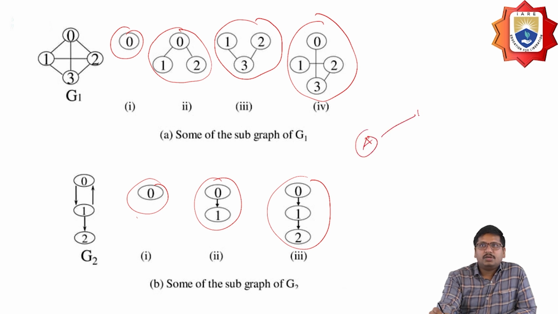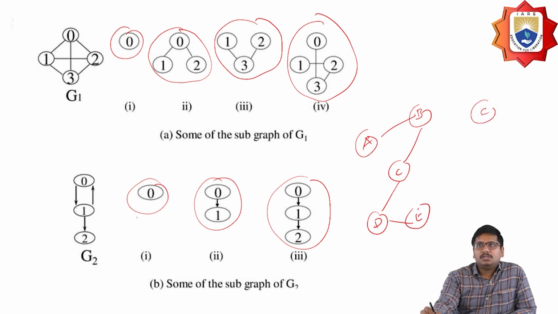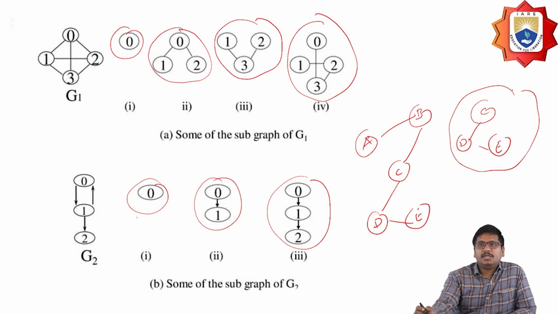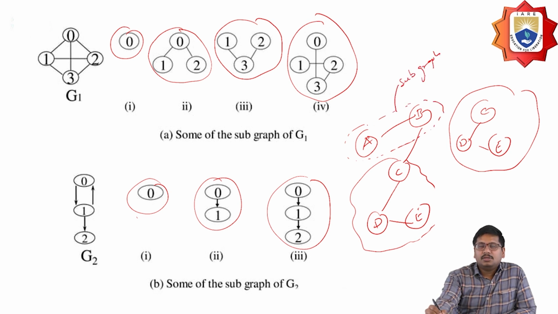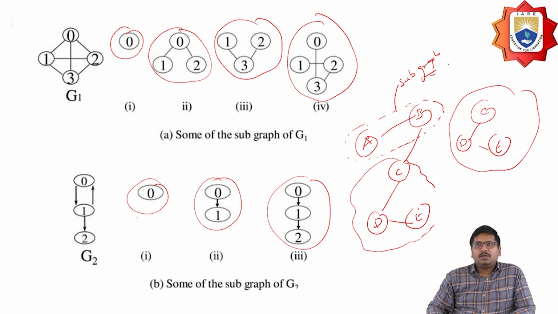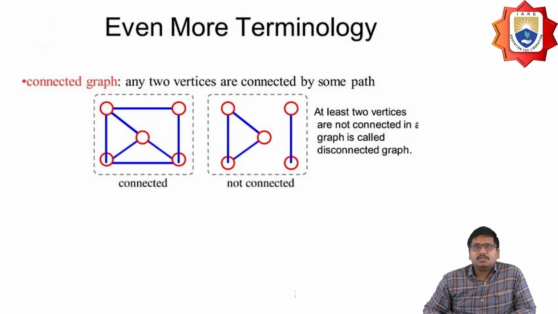So if I'm going to consider a graph like this, so this C, D, E should be some part of the graph. So this one is going to be treated as a subgraph of this graph, and AB should also be treated as a subgraph of the graph. So a subgraph is some particular part of the graph, or some particular vertices of the graph considered as a subgraph. So even more terminology.